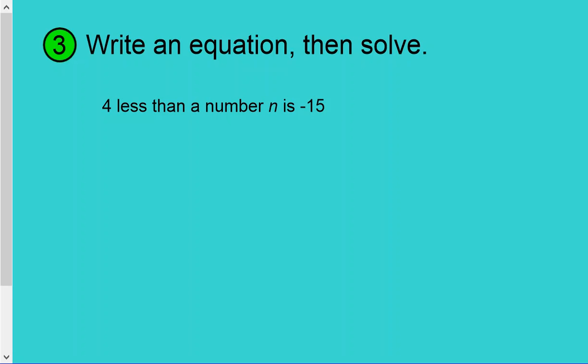Alright, the next one: 4 less than a number, n, is negative 15. We have some key words here. 4 less, so that is going to be minus 4. A number n, they gave us n as the variable, so we're going to use n as the variable. And then is is the equal sign, equal to negative 15. So 4 less than a number n is going to be n minus 4.